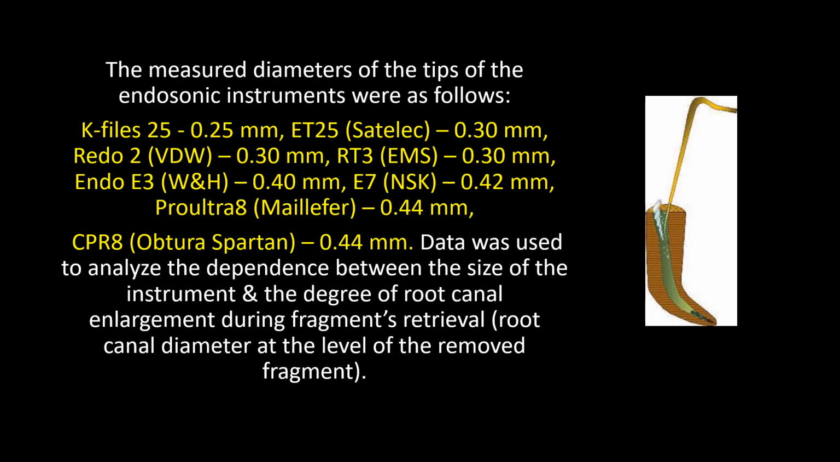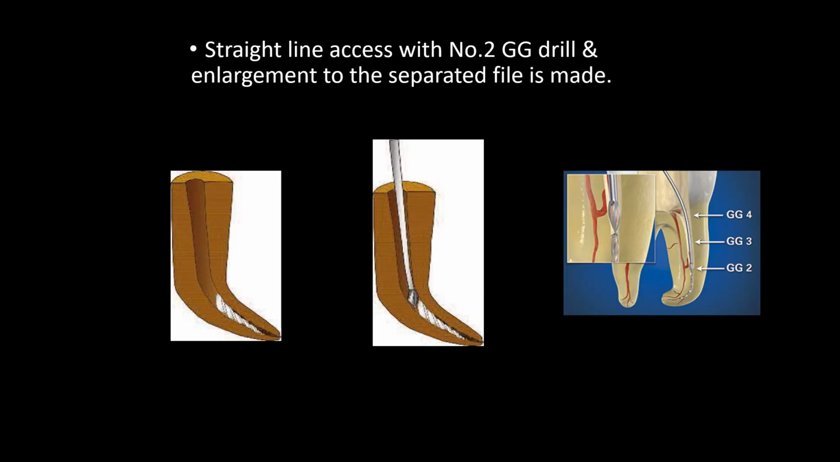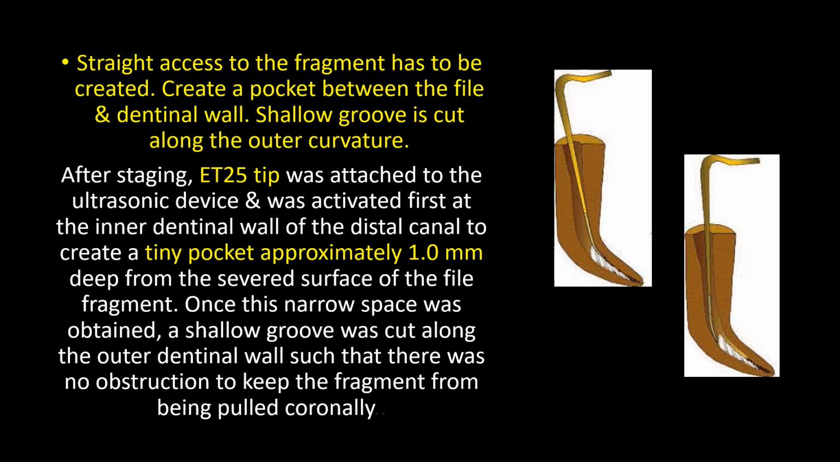Data was used to analyze the dependence between the size of the instrument and the degree of root canal enlargement during fragment retrieval, and the root canal diameter at the level of the removed fragment. Straight line access with a number 2 Gates Glidden drill and enlargement to the separated file is made. Straight access to the fragment has to be created. Create a pocket between the file and dentinal wall. A shallow groove is cut along the outer curvature.